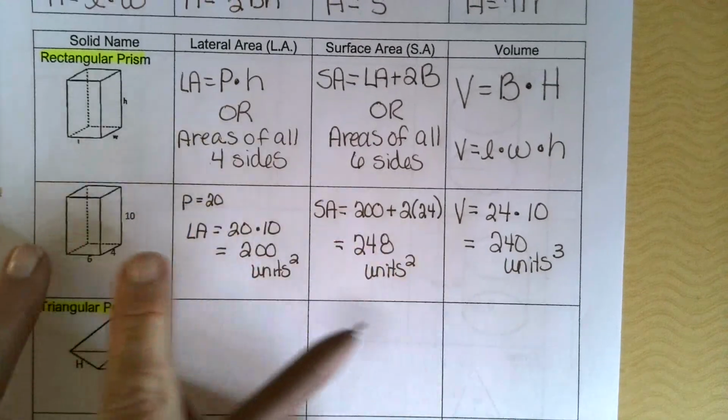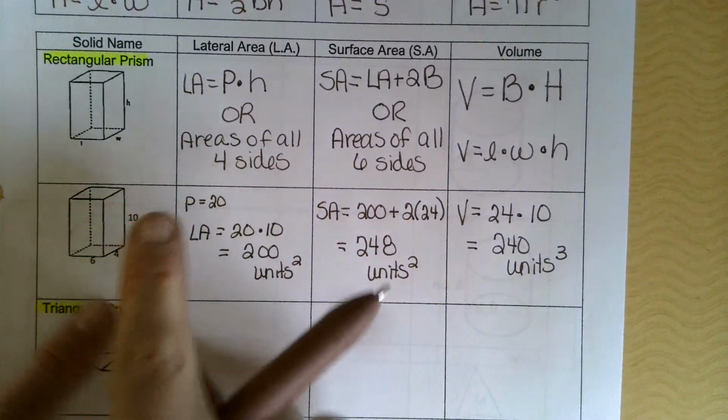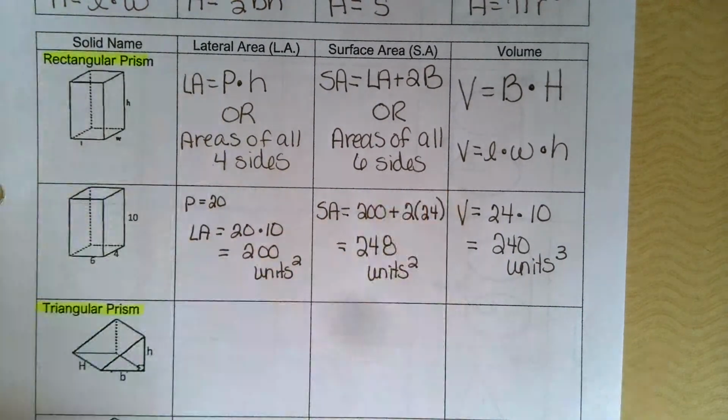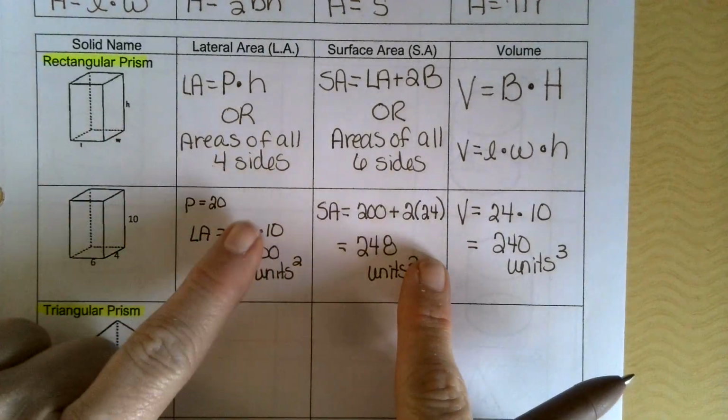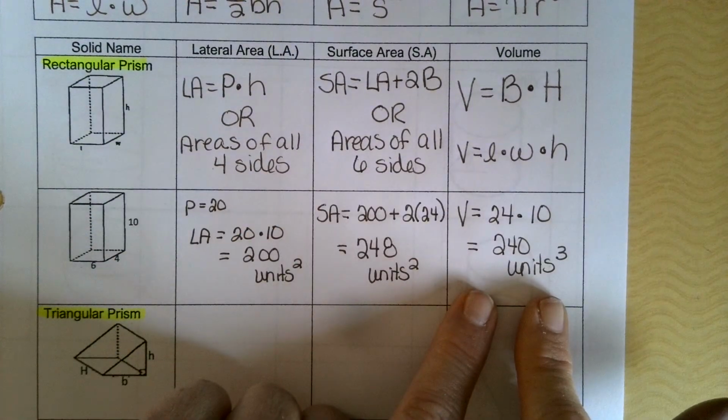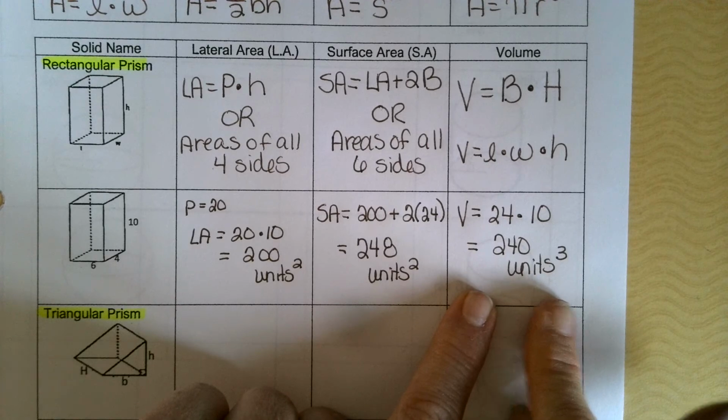All right, that's what we're doing with a rectangular prism. These two you can logically get by using the length times width, length times width, length times width everywhere, 6 times, or 4 times. Volume, you need to memorize: area of the base times the height.